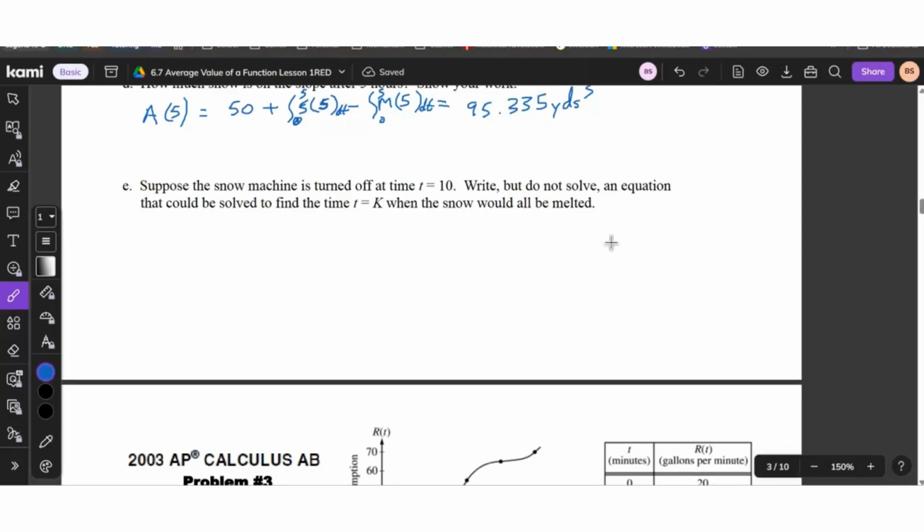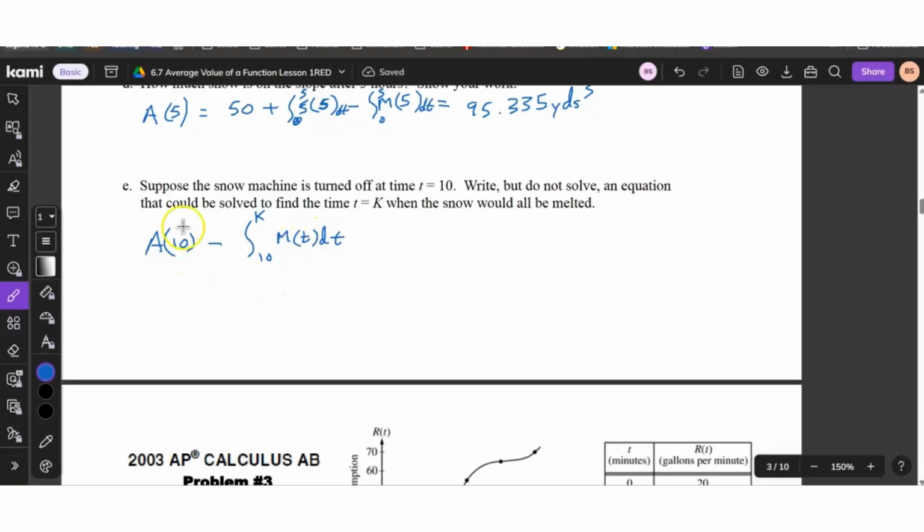All right, so the last one then. Suppose the snow machine is turned off at t = 10. Write but do not solve an equation that could be solved to find the time k when the snow would all be melted. So A of 10 is first of all what we're going to need, right? That's how much snow there was there. And then we're going to subtract the integral. What's the only thing happening after 10? Melting. So it's going to go from 10 to some time k, because they told us to use k, of the melted function, so the integral of m of t dt. Said we don't have to solve it, but that's what it would be.